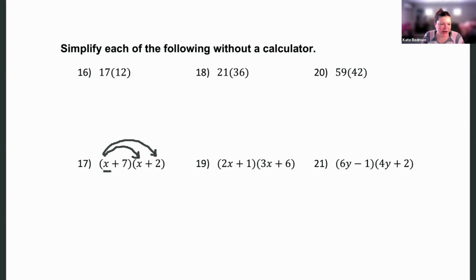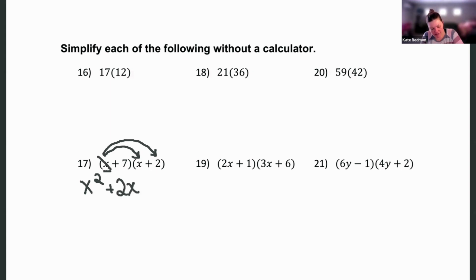So let's try it. X times x. Remember, we are going to use exponents for repeated multiplication. So x squared means the same as 2 x's multiplying. And then we'll do x times positive 2. Listen to me read it as positive 2 when I'm multiplying. So x times positive 2 is just positive 2x.